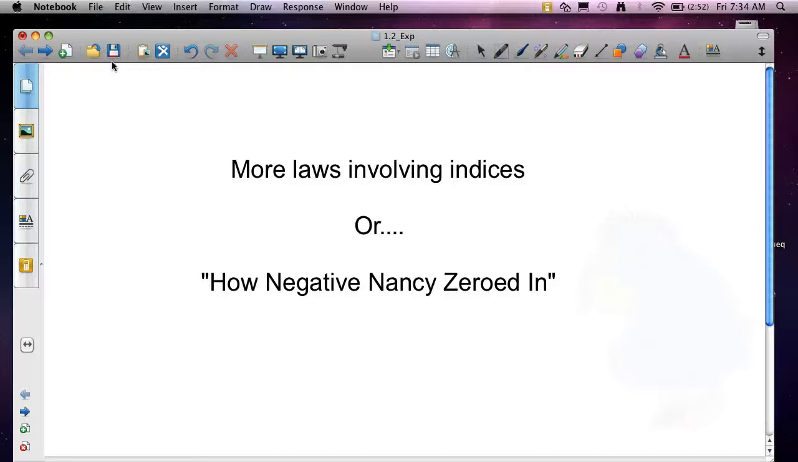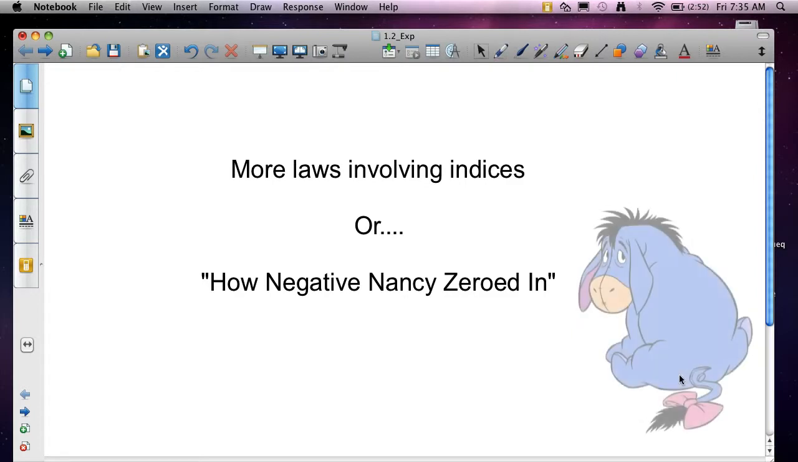Today we're going to be talking about more laws involving indices. Yesterday we talked about how addition and subtraction relate to multiplication and division of exponents and indices. Today what we're going to be doing is talking about negative values and zero values.